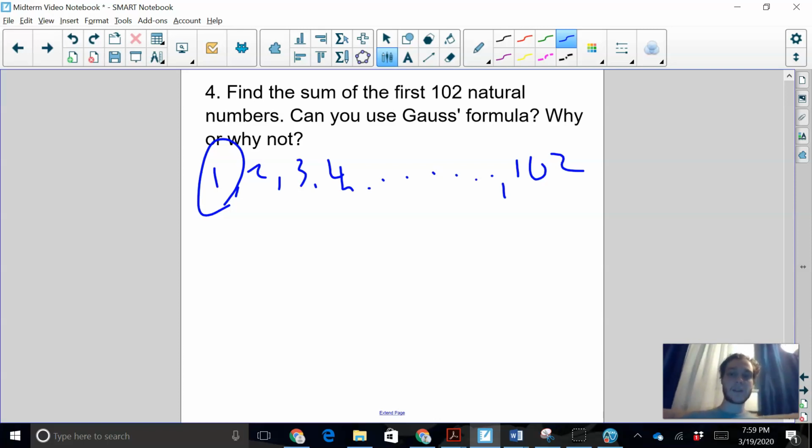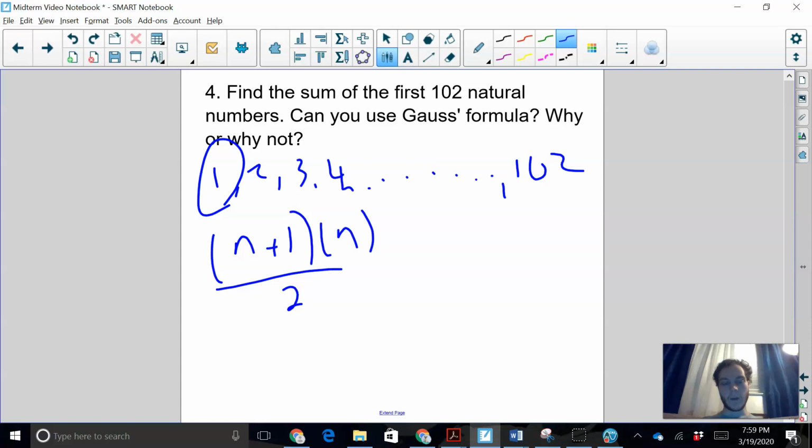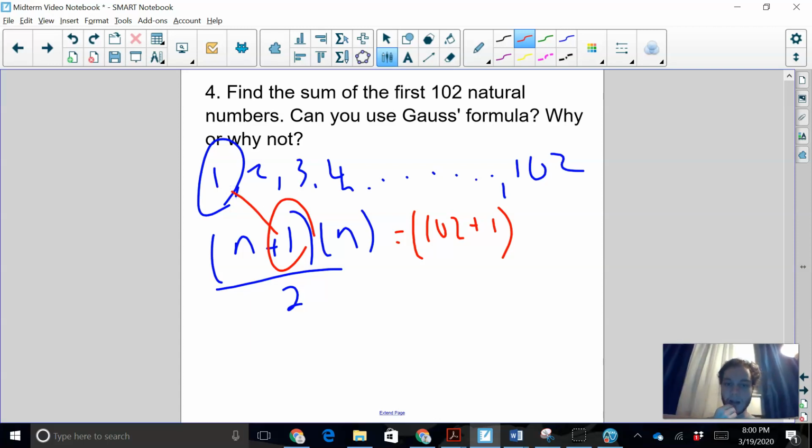So let's look at Gauss's formula then. It would be n plus 1 times n divided by 2. And you may say, but Mr. Ball, why do we have to divide by 2? Well, that is because we are accounting for the sum twice. So here, if I just substitute in, we have the first term and the last term, 102 plus 1. This plus 1 is just for Gauss because we start with 1. And how many terms do we have? We have 102 terms. Divide this by 2.